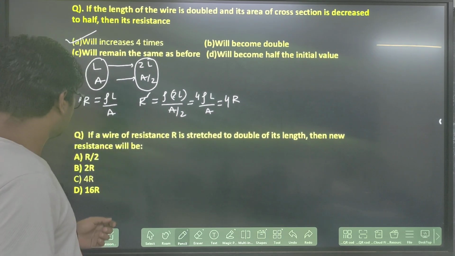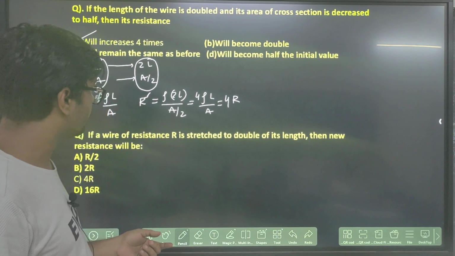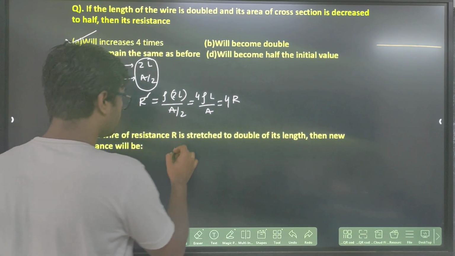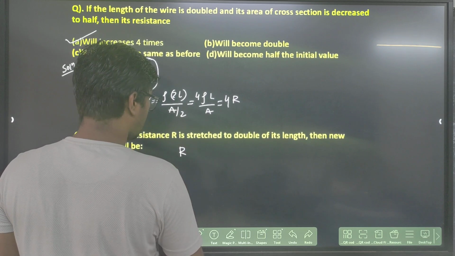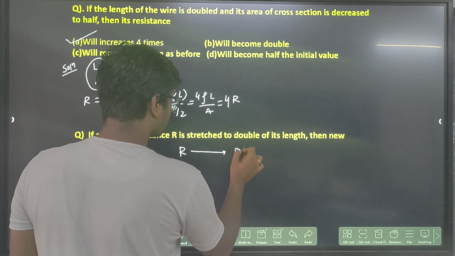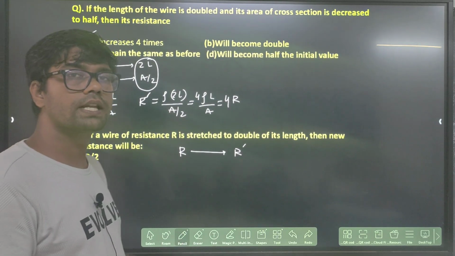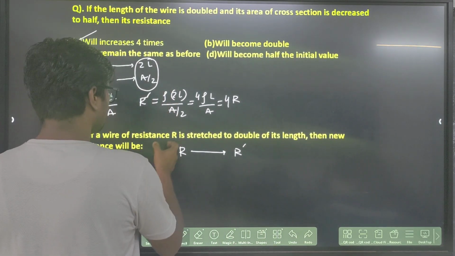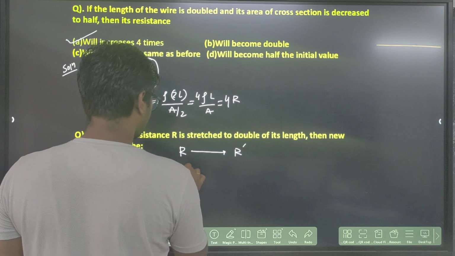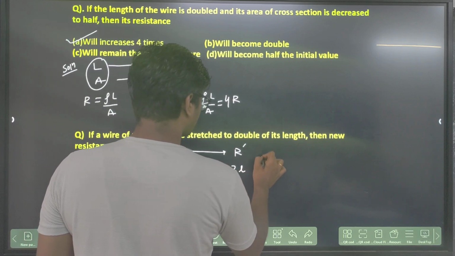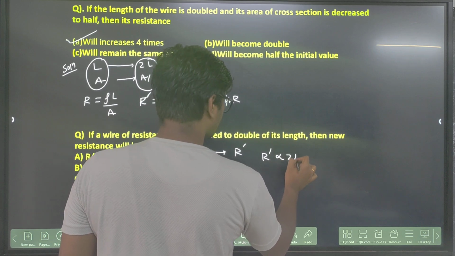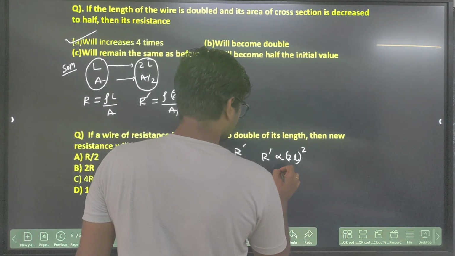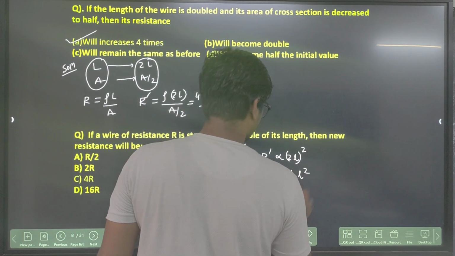Now see the second question. If a wire of resistance R is stretched to double its length, then what is the new resistance? Stretching question. Initially the resistance is R, finally they are asking R dash. We have talked about it: if stretching is happening, resistance is proportional to length square. So the length is stretched to double: here it is L, here it is 2L. So R dash is proportional to 2L square, so it is proportional to 4L square.